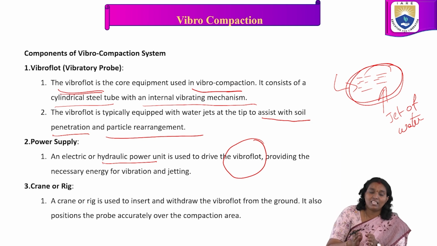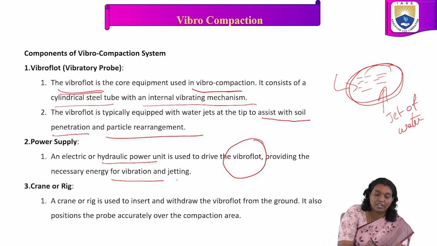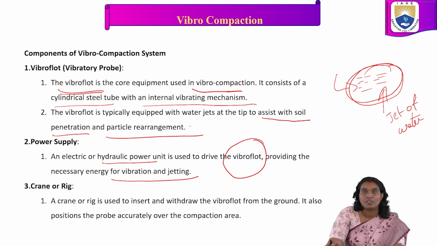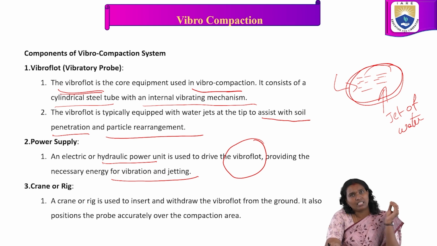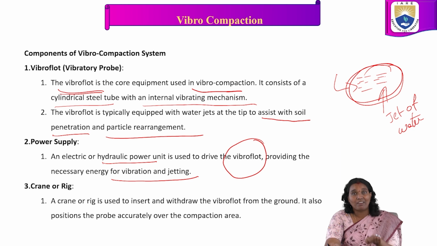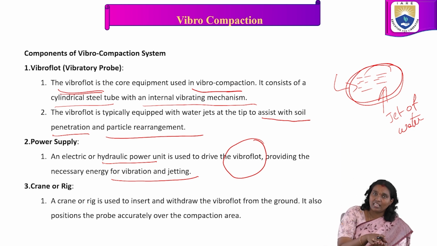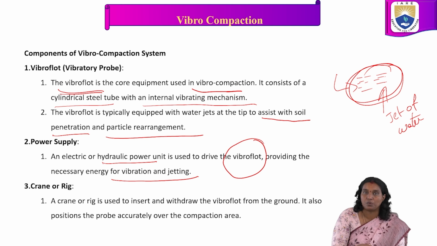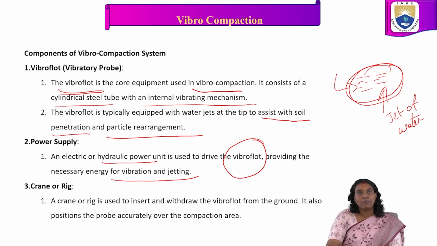So it provides the necessary energy for the vibration as well as the jet. Whenever the jet of water is coming, it is based on some energy. So this power supply gives that energy for vibration as well as jetting. An electrical or hydraulic power unit is used to drive the vibro float, providing the necessary energy for vibration and jetting.